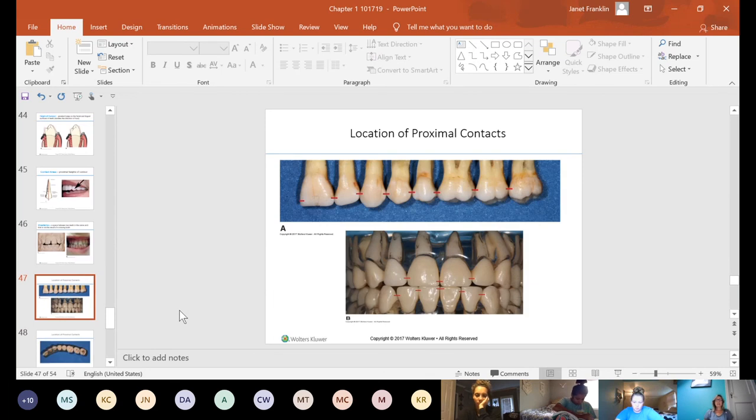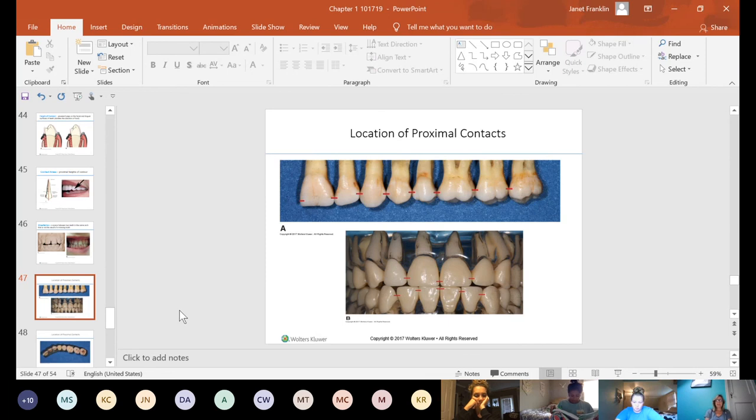Slide 47 is just a picture where the red lines show you where the contact points are supposed to be on every tooth. When we learn the teeth, we will memorize where the contact points are. But for purposes of this lecture, it's just to show you that these teeth contact. If you notice on the top picture, the far left tooth is your central incisor. The next one is your lateral incisor and so on back. The farther back you go, the higher up on the tooth the contact point is. So your molars actually contact closer to the gum line than your incisors do, just the way that nature designed them.